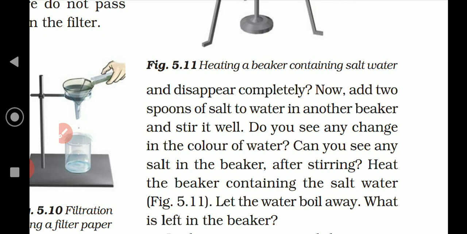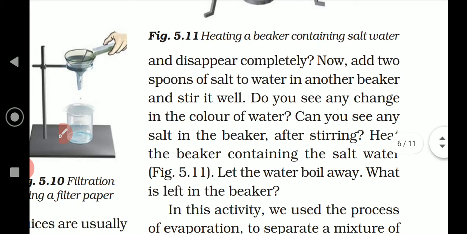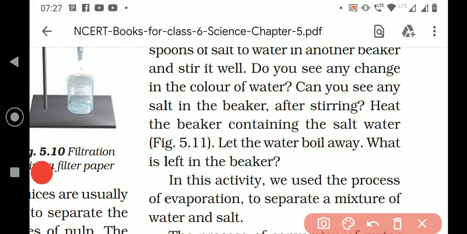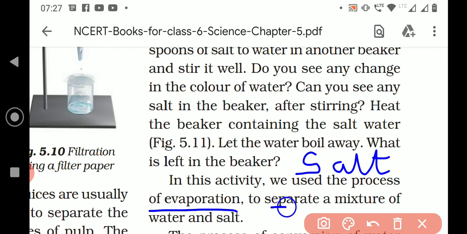All the water will get evaporated, and what will be left in the beaker? Tell me, what will be left in the beaker? The water has disappeared, so only one thing will be left in the beaker, and that will be salt. So in this activity we used the process of evaporation to separate the mixture of water and salt.